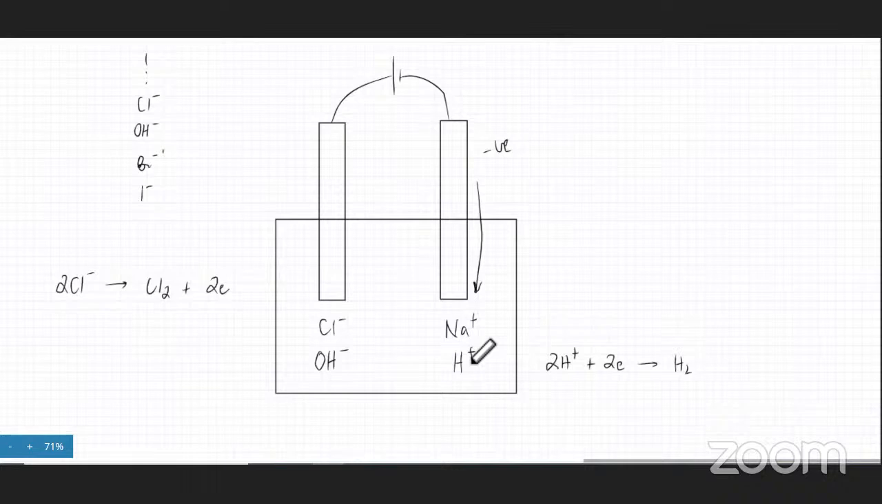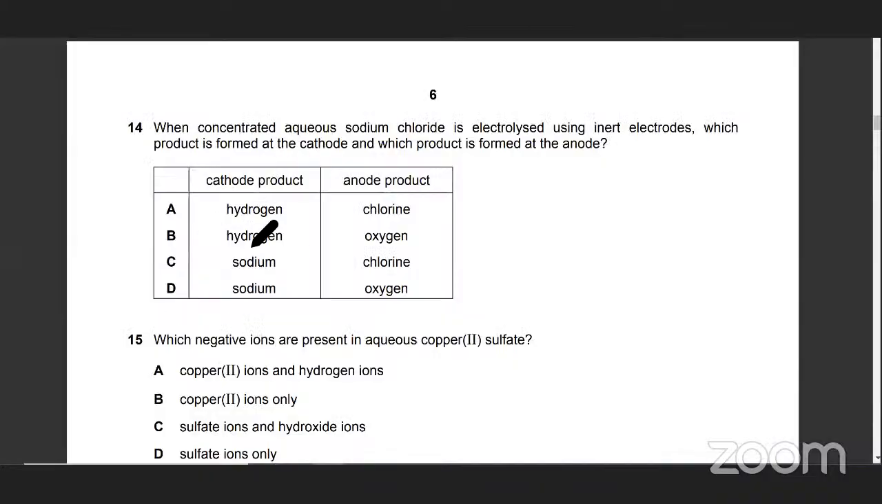What will the observations be? You're going to see bubbles of gas, effervescence. Here also there will be bubbles of gas, but it's going to be a greenish yellow gas. From here H goes away, from here Cl goes away, and your solution is going to become alkaline, because what would remain in the solution is NaOH. Anyway, he didn't ask all this in the question, he just asked which product will be at the cathode: it's going to be hydrogen, and at the anode it's going to be chlorine.